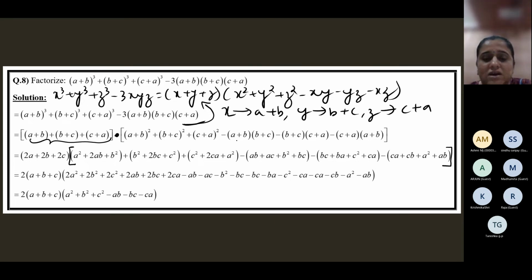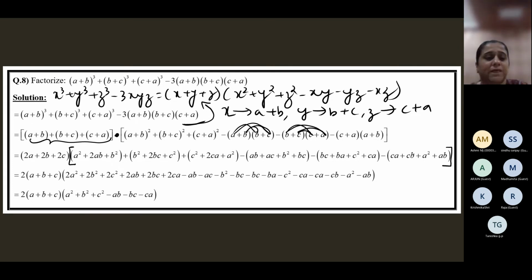Then minus this into this. You know how to multiply and get the four terms: a into b is ab, a into c is ac, b into b is b square, b into c is bc. And the minus sign is outside. Similarly here, minus b into c is bc, b into a is ba, c into c is c square, and c into a is ca.